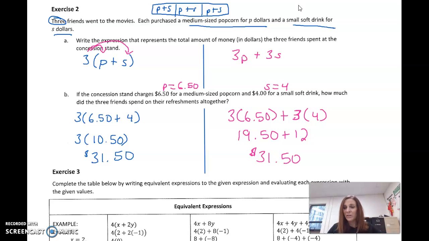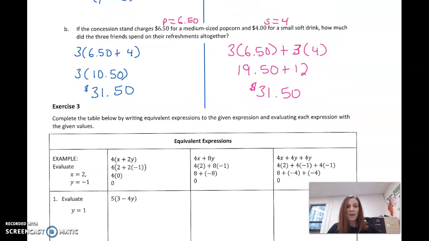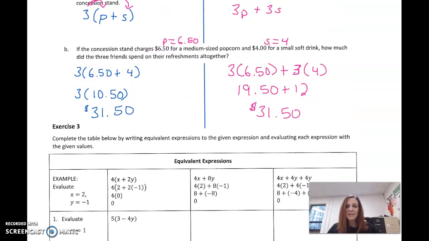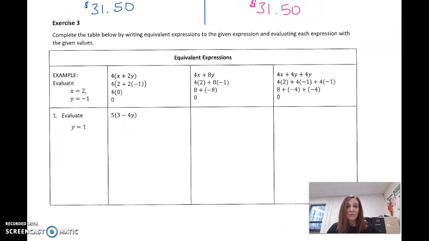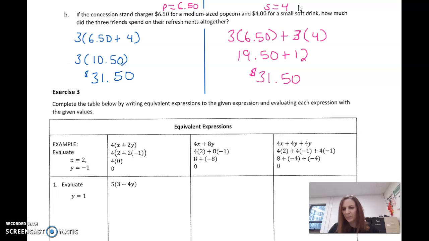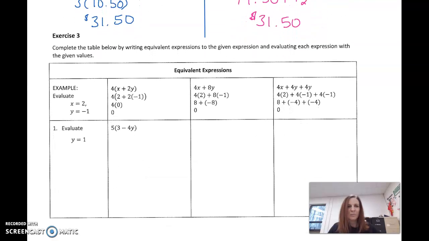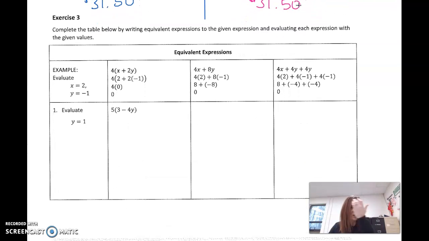Now something else you're going to have to do in your homework. It's not necessarily going to be a real life problem. It's going to be prove like we did here, but not in a real life problem, okay? So it says complete the table below by writing equivalent expressions to the given expression and evaluating expression with the given values. And I believe I put like the actual directions inside the box. Okay, so don't stress, just follow along here.